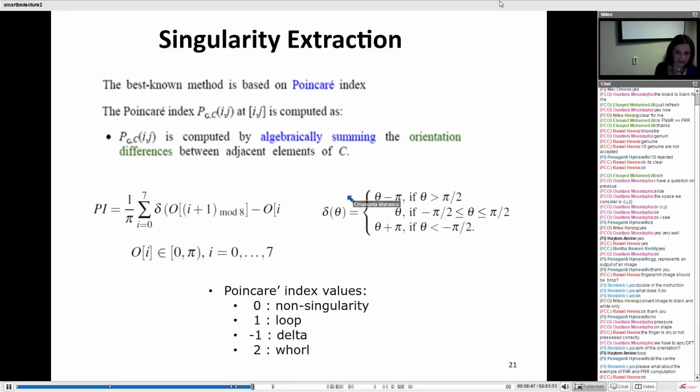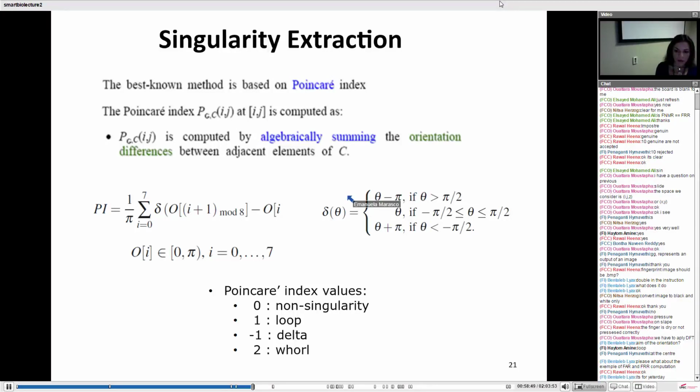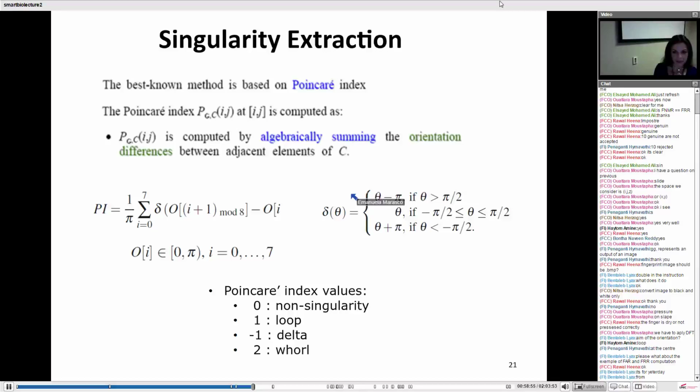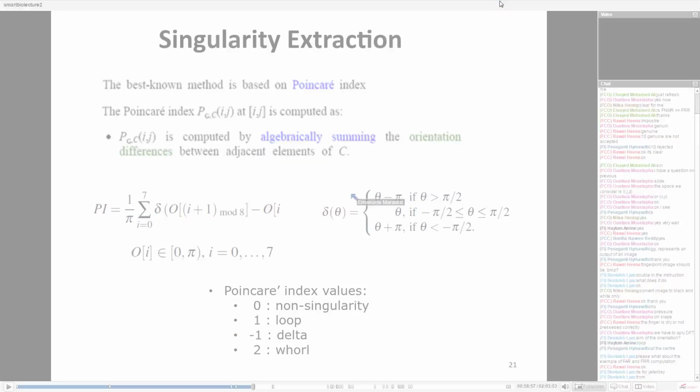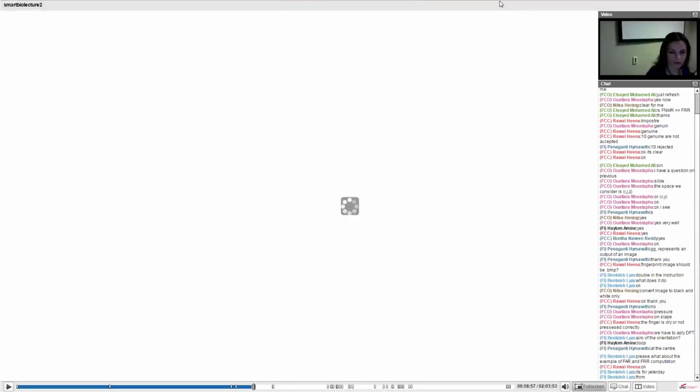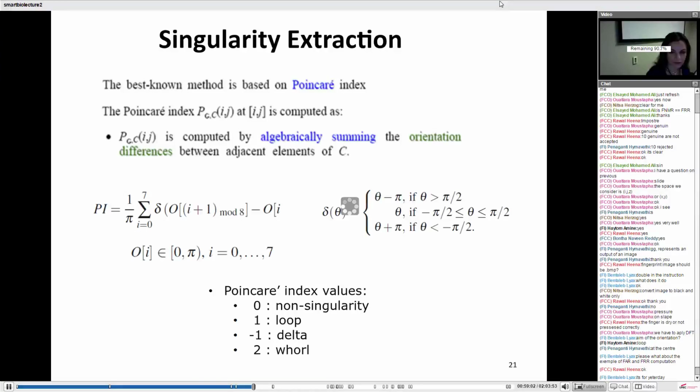There is a question from Lisa. What about the example of false acceptance rate and false rejection rate computation? That is the slide. You can find the example of the computation of false acceptance rate and false rejection rate.